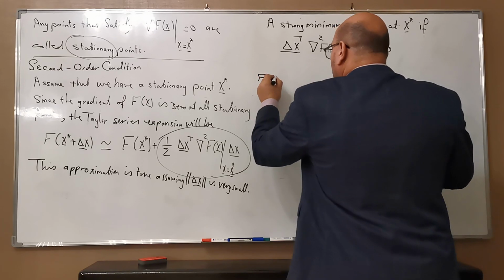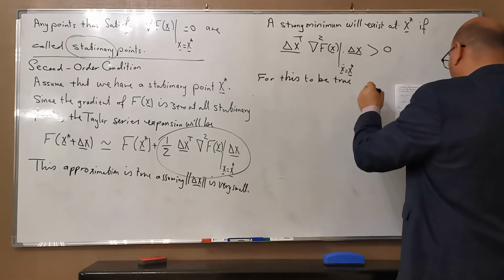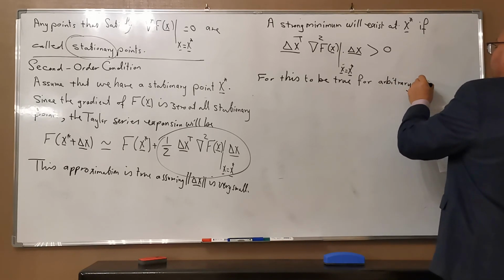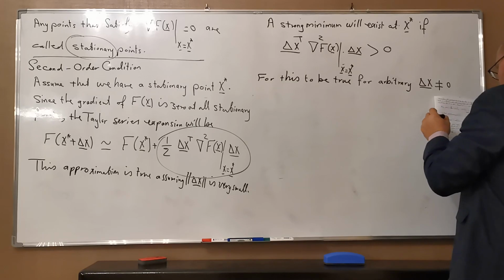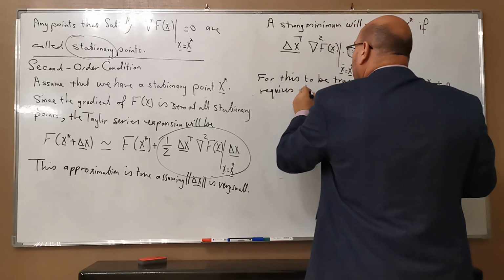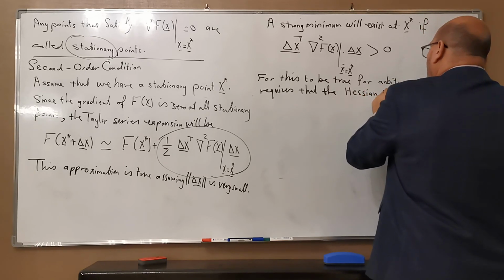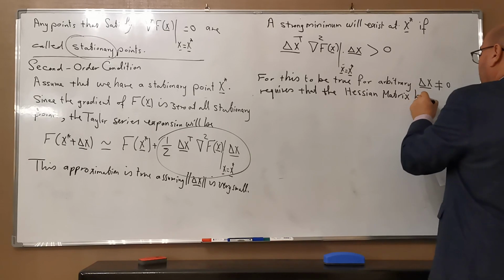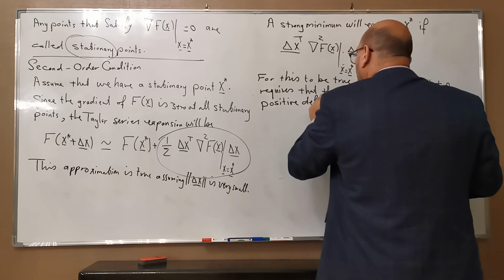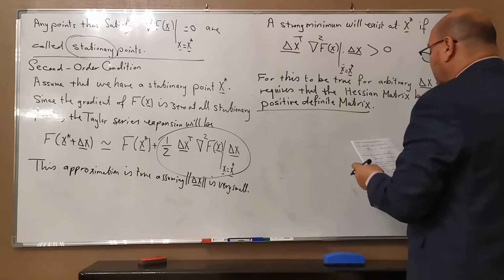Okay, so for this to be true for arbitrary delta x not equal to 0, it requires that the Hessian matrix be a positive definite matrix. Okay, it should be a positive definite matrix.